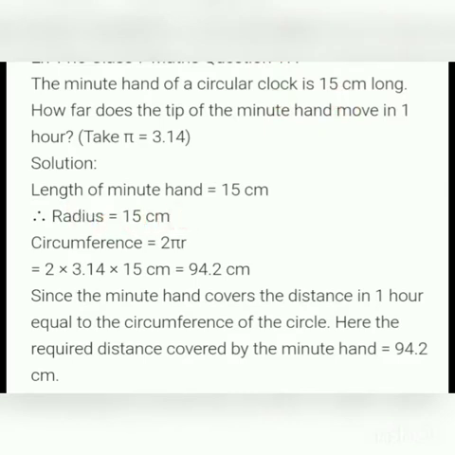So the circumference is given by 2 pi r. Now substituting 2 into 3.14 into r, which is 15 centimeter, you will get 94.2. So in 1 hour it is covering the circumference, the total distance around a circle. We can say that distance is 94.2, and that is the circumference of the clock. In this way you have to find out the value. Next question.